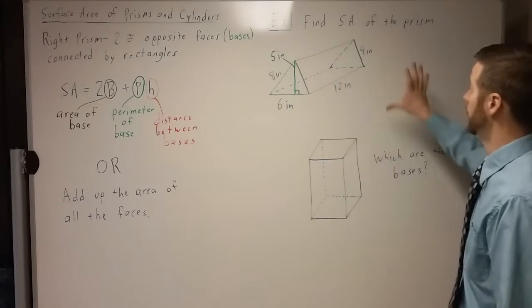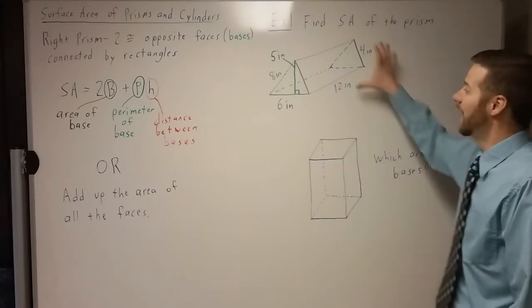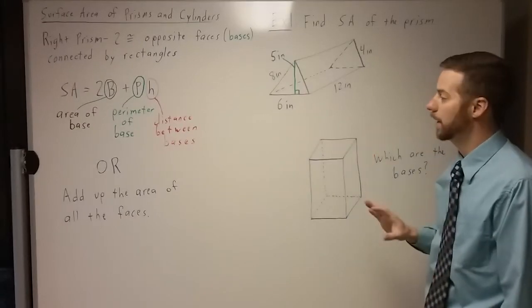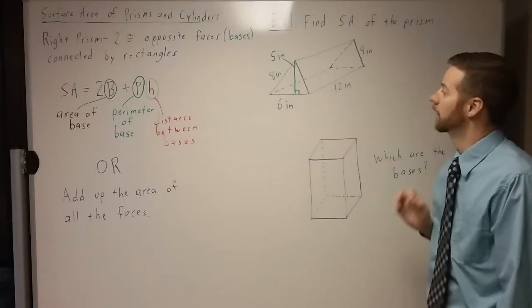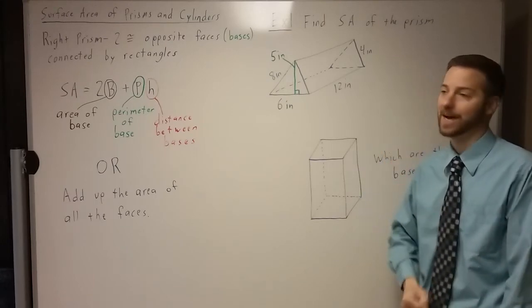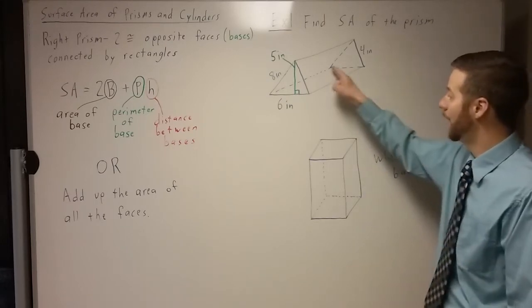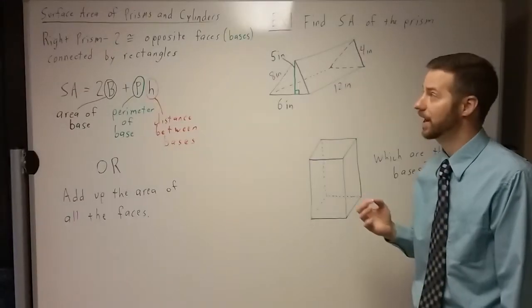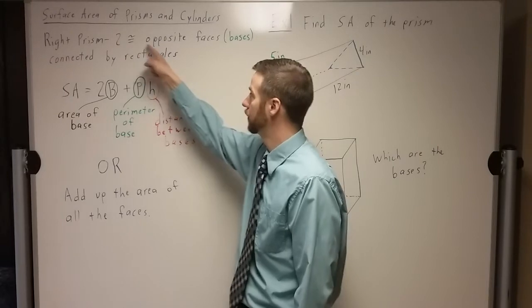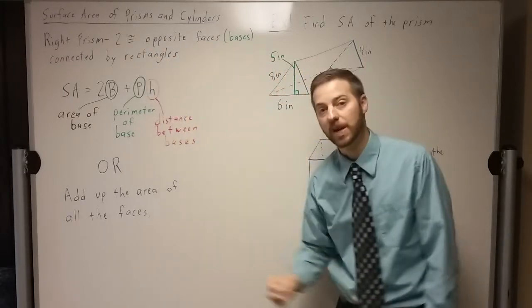So let's see if we can put this to use on this one. I made this one a little bit tricky because we're going to have to think about what shape the bases are. A common mistake is to look at the bottom and say that's the base. That is not always the case. The bottom of this is a rectangle. That is not the base. Now look over here. For our right prism, the two congruent opposite faces are the bases.